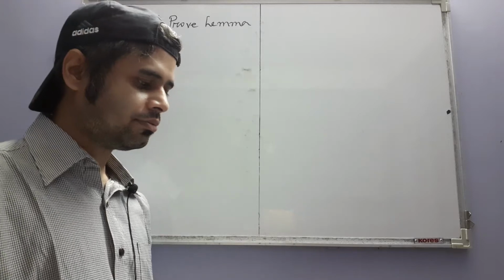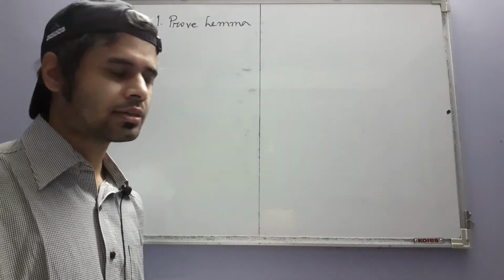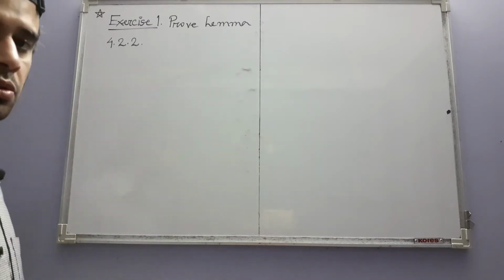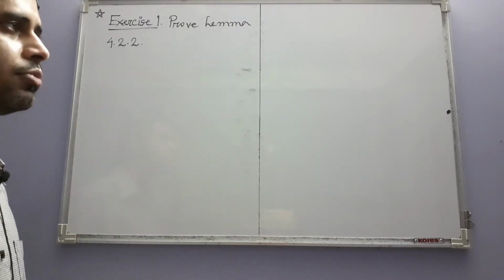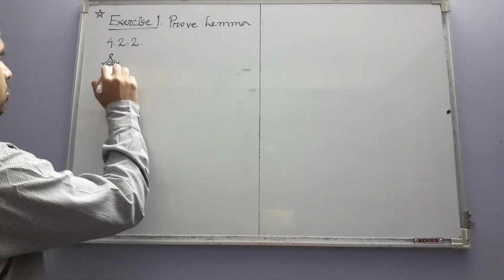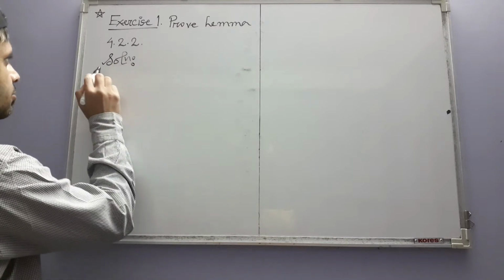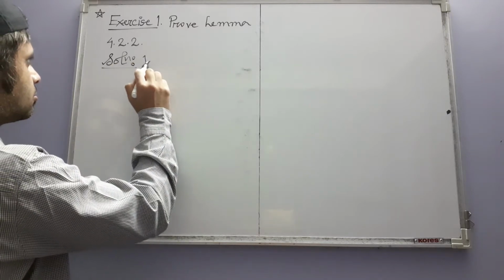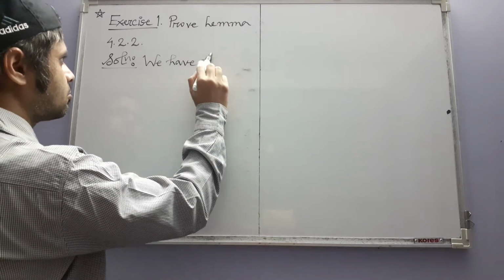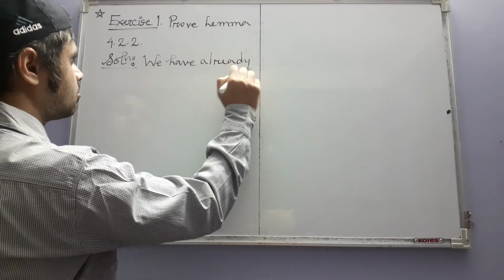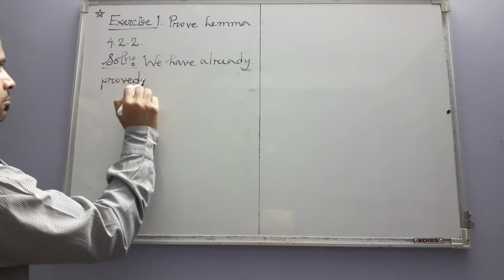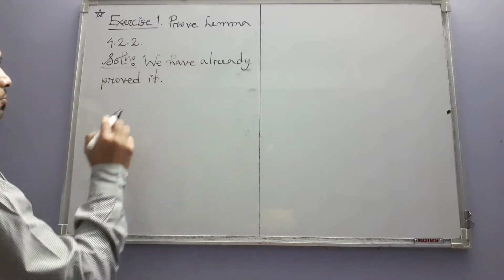Okay, so having finished this section, we now start solving the exercises. The first one asks us to prove lemma 4.2.2, which we have already proved actually. So as a solution, we just simply write we have already proved it.